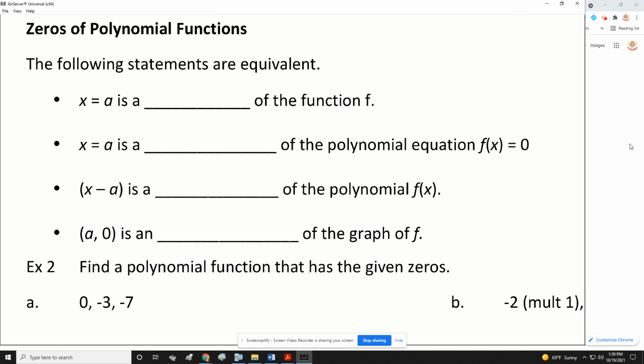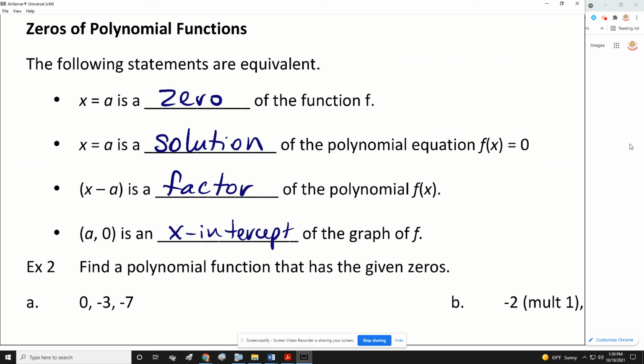And then all of these following statements are true. If we know x equals a is a zero of the function, that means that's a value for x that we can plug in that makes the function equal to zero. Then we can also say that x equals a is a solution to the polynomial equation where that function would equal zero. We would also say that x minus a is a factor of the polynomial f of x, and that (a, 0) is an x-intercept of the graph. So zeros, solutions, intercepts, and roots, we could also say roots for those, all mean the same thing.